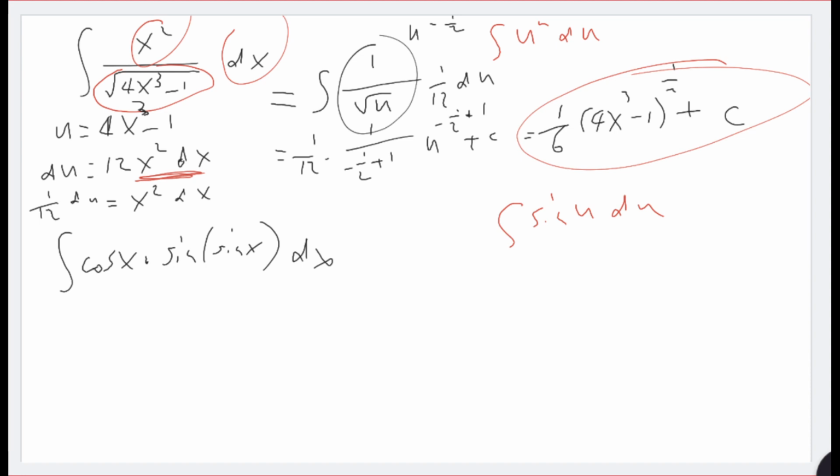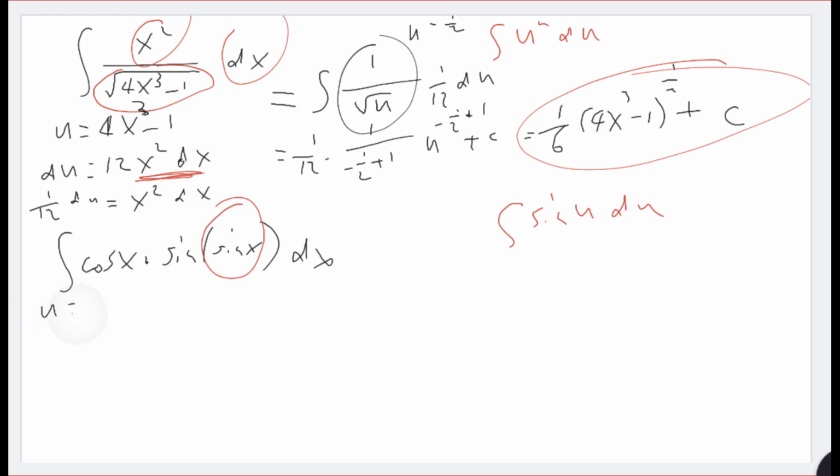Let's see one more. This time we have a cosine times sine of sine. Looks complicated. Well, particularly this part is complicated. It's more complicated than the cosine. Okay, so we'll focus on this. Of course, the idea is to think of this as a new variable. No big deal.